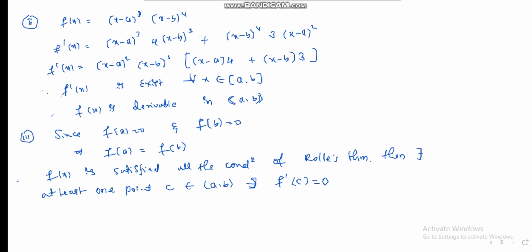This implies that f dash of c is equal to... we know f dash of x already, and in place of x we substitute c. So we get (c minus a) whole square into (c minus b) whole cube into the bracket [(c minus a) into 4 plus (c minus b) into 3], which is equal to 0, because f dash of c is 0 here. Then simplify that. Then we go to the next page.